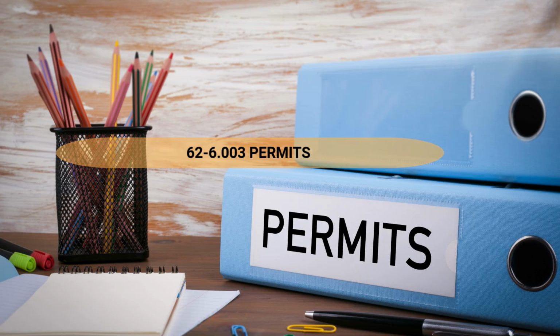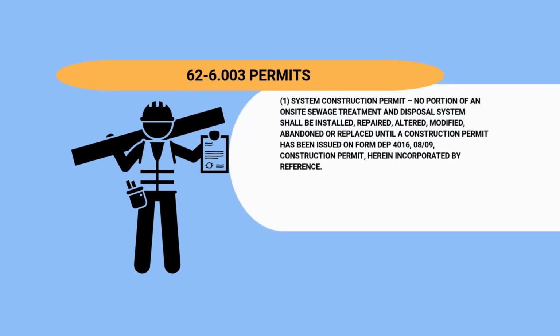Permits. 1. System construction permit. No portion of an on-site sewage treatment and disposal system shall be installed, repaired, altered, modified, abandoned or replaced until a construction permit has been issued on Form DEP 4016-08-09, construction permit, herein incorporated by reference.